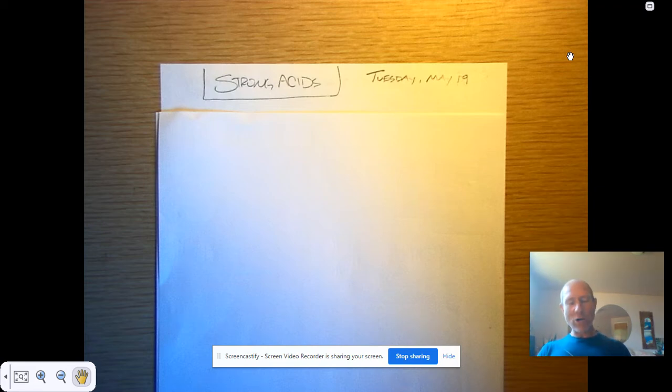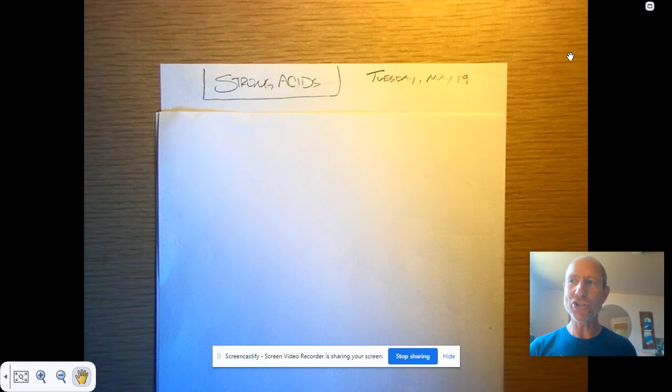And most acids are not strong. Most acids are considered weak acids, but the name's a little misleading. Weak acids can burn you if you pour them on you if they're super concentrated, and strong acids, if they're super dilute, cannot burn you.